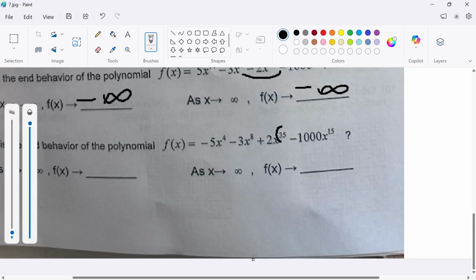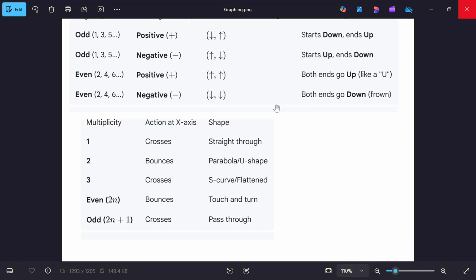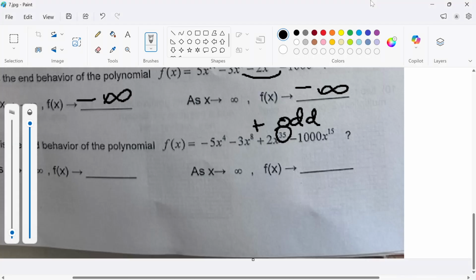And then this one, the highest degree is 35, that's odd and positive. So positive, odd. You have to memorize this table. Down, up, negative infinity, infinity. I don't have it memorized. So that's the answer for those.